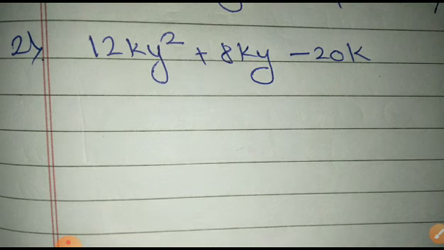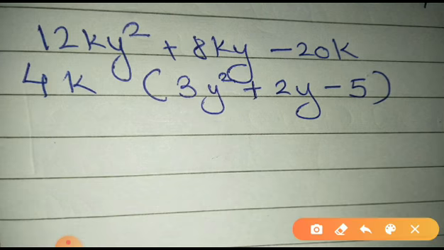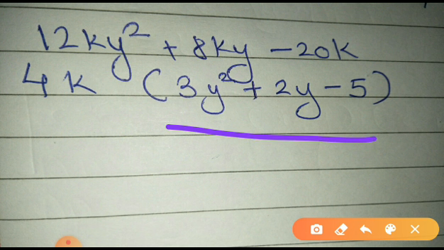Similarly, here the volume is given to be 12ky square plus 8ky minus 20k. And then I have to find what is the length, breadth and height. LBH is the formula for your volume of a cuboid. Now again, check whether there is anything common. Yes, you have a common thing. And it will be what? It will be your 4k. So I can take 4k outside and I can write it as 3y square plus 2y minus 5.